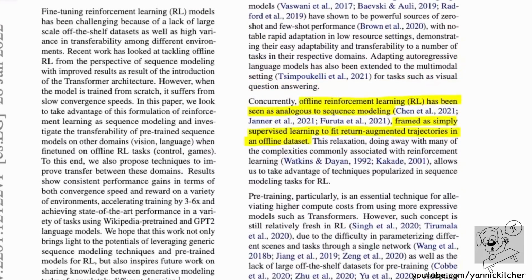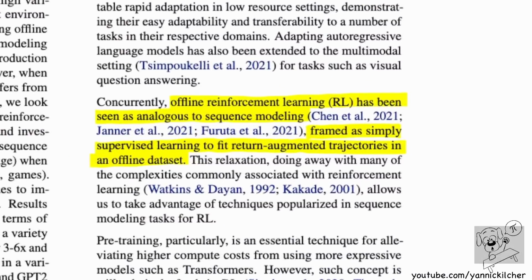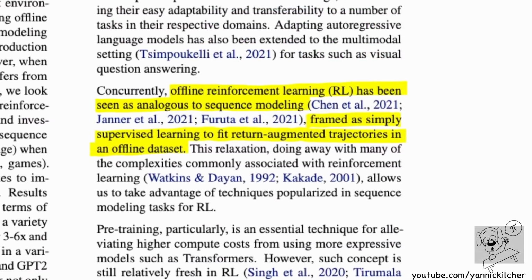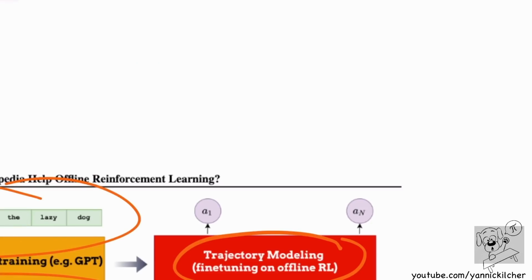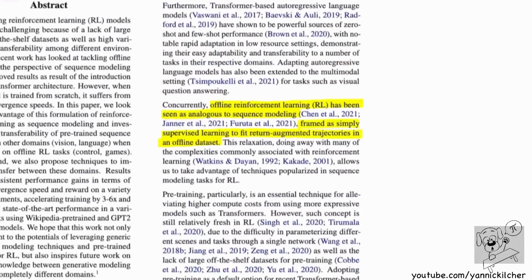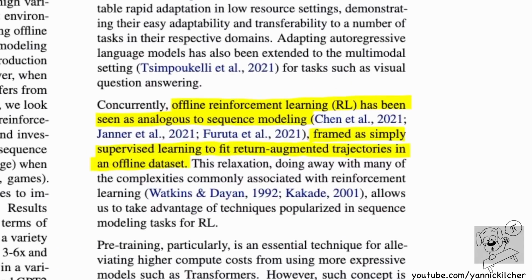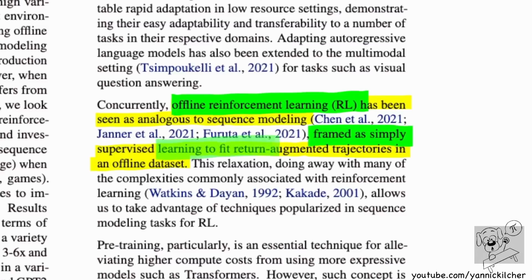So they say that the offline reinforcement learning, as I said, has been seen as a sequence-to-sequence model. And I've already pre-annotated some stuff right here. Let me know how you like that. I thought I'd do it in this way. So I have the green, that is the current one, and the yellow is from my previous escapades on this paper. So they go into offline reinforcement learning, and that is being framed as simply supervised learning to fit return augmented trajectories in an offline dataset.